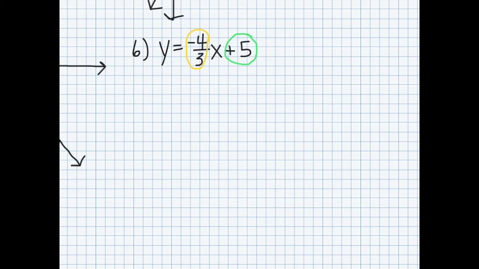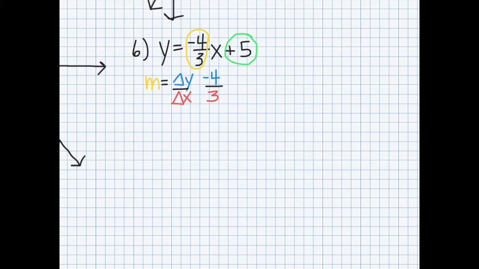I'm starting on +5, which means I'm starting quite high up on the y-axis. My change in y for this is -4, which means I'll be moving down 4 to start. And my change in x is +3, so I'll move to the right 3.